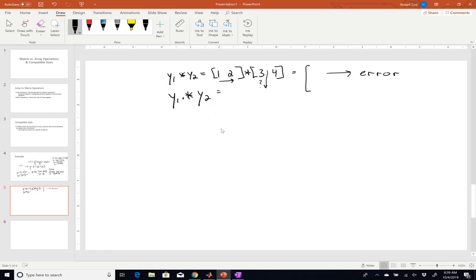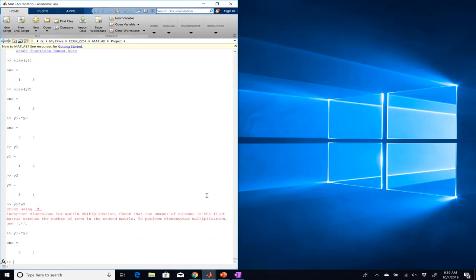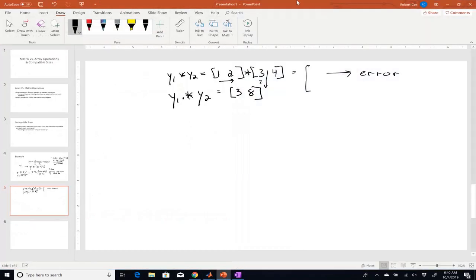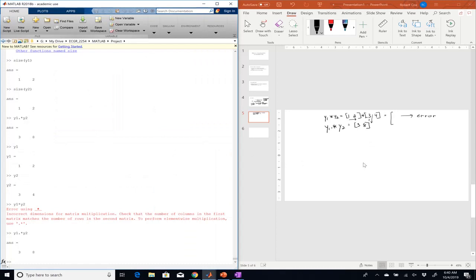When I do y1 dot star y2, I'm going to get exactly what I wanted, 3, 8. Okay? All right, so here, let's try that. y1 dot star y2, I get 3, 8, exactly like I had expected. And that gets me to my other point, which is that before I do any kind of operation, I should always check the size of my vectors.